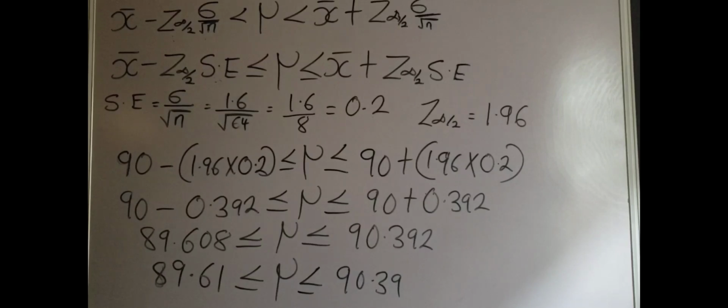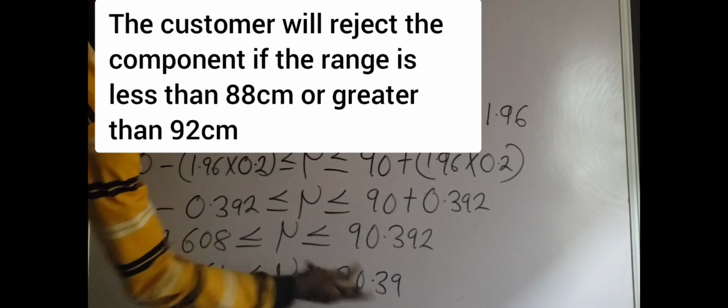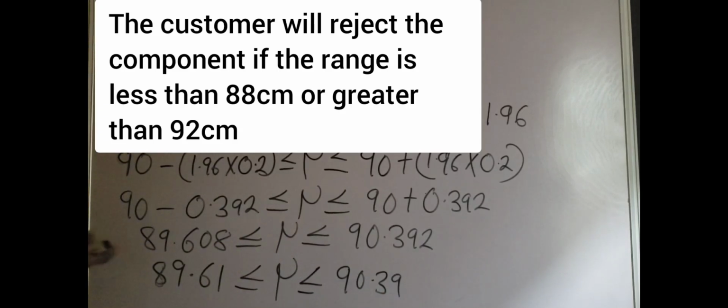The customer is going to accept the mean length at the 95% confidence interval because the range lies within the range that the customer wants. The question stated that the range that the customer wants is between 88 centimeter and 92 centimeter. After testing for the 95% confidence interval, we got 89.61 centimeter, which is greater than 88 centimeter, and 90.39 centimeter, which is less than 92 centimeter. So the confidence interval at 95% falls within the range that the customer wants. Therefore the customer is going to accept the mean length.